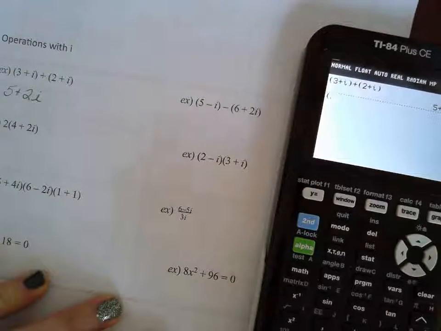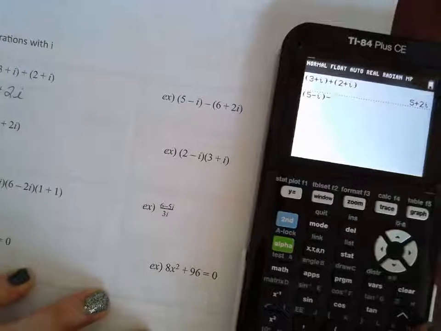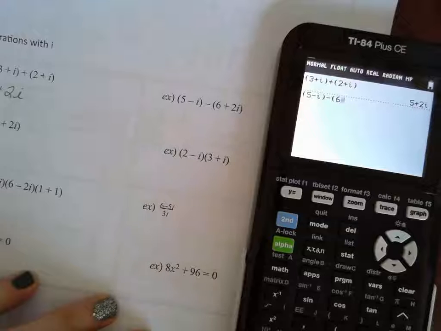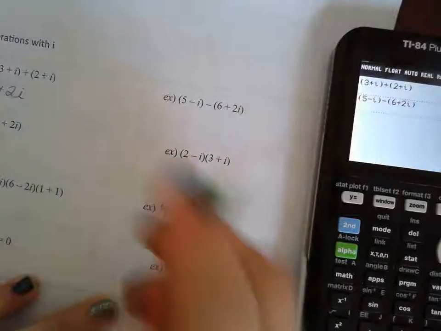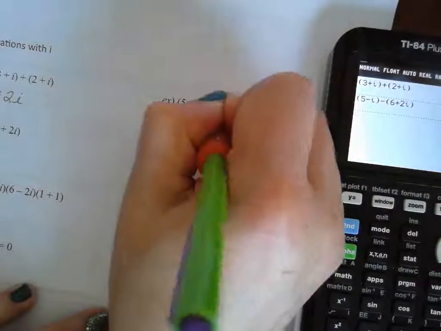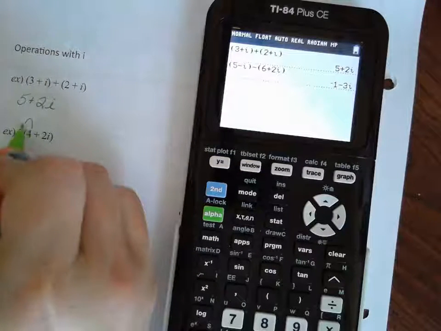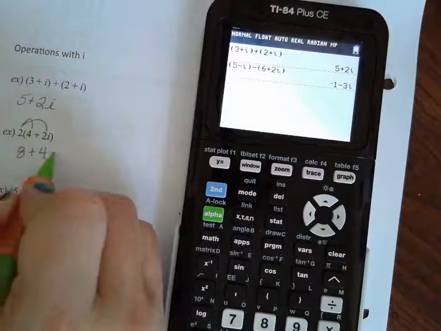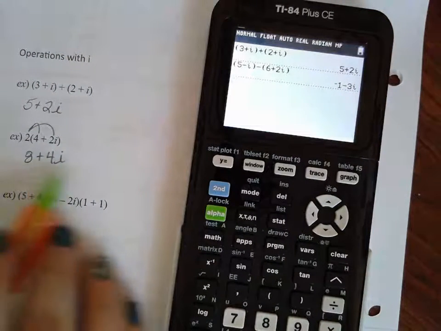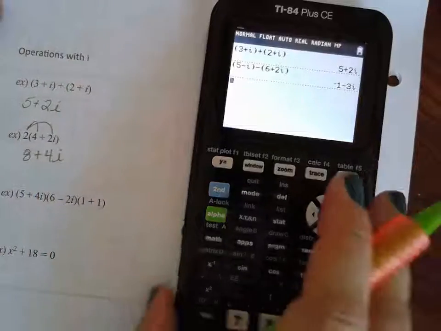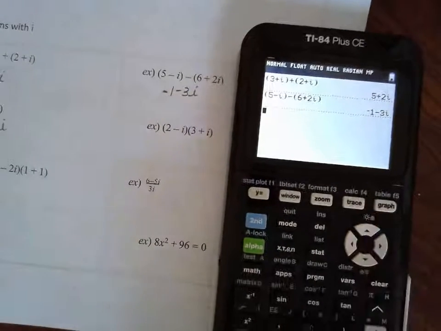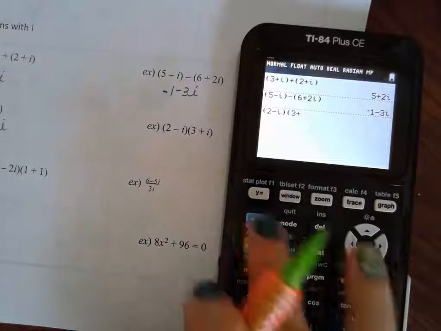The next example, 5 minus i minus 6 plus 2i. Punch that in, and we get -1 minus 3i. This one we can just distribute. 2 times 4 is 8. 2 times 2i is 4i. You can put that one in your calculator too, but I think it was faster for us to just do that one mentally. This one, 2 minus i times 3 plus i.